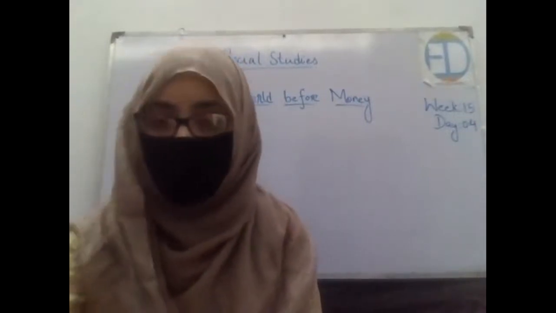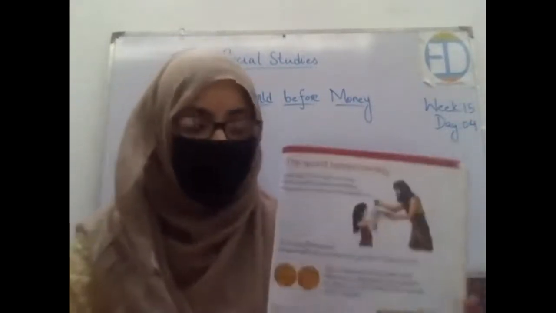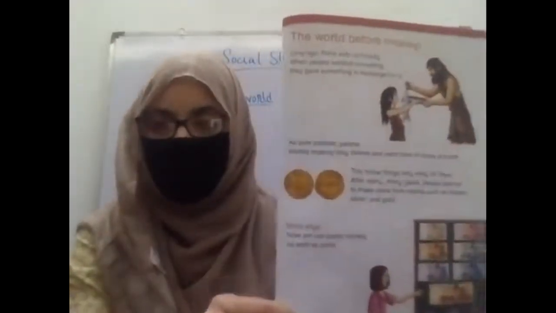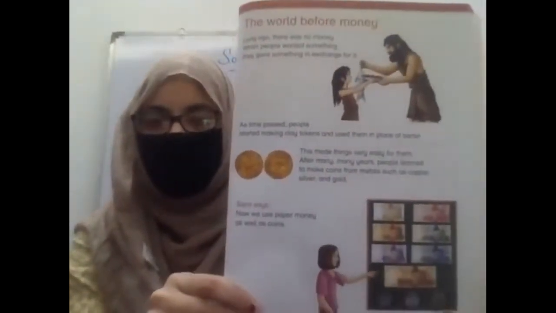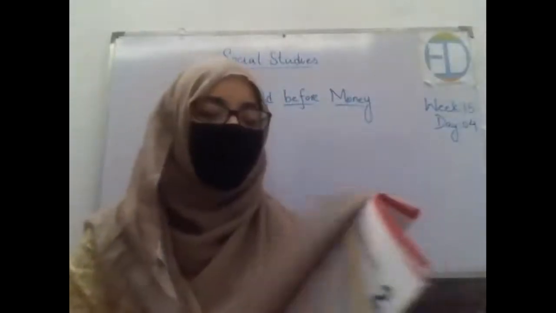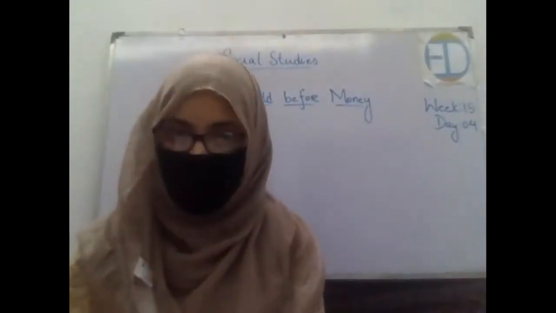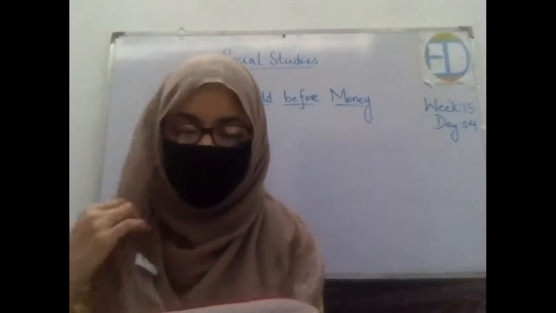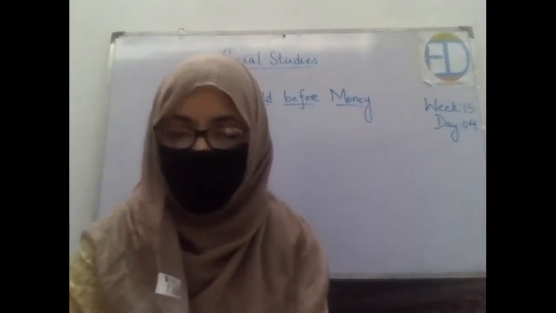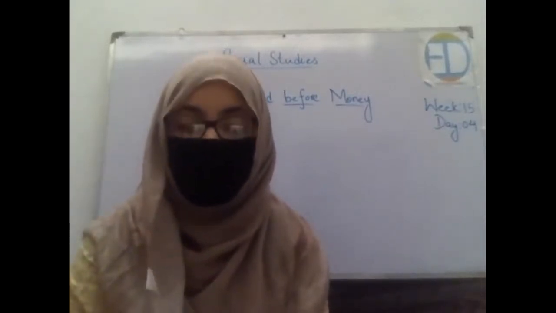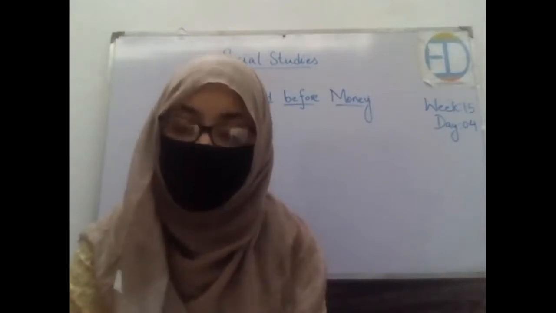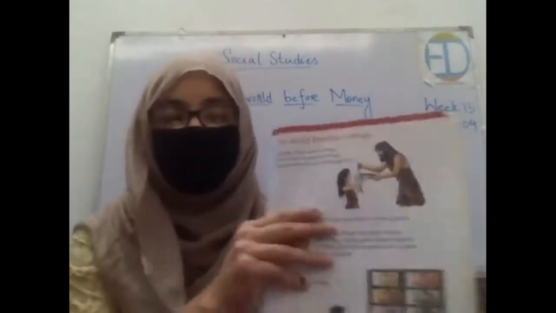So let's start with the reading of your book. I want all of you to please open your book, page number 59. This is page number 59, and the topic name is The World Before Money, right? So let's start reading. Long ago, there was no money. When people wanted something, they gave something in exchange for it. So over here, see, there is this example.